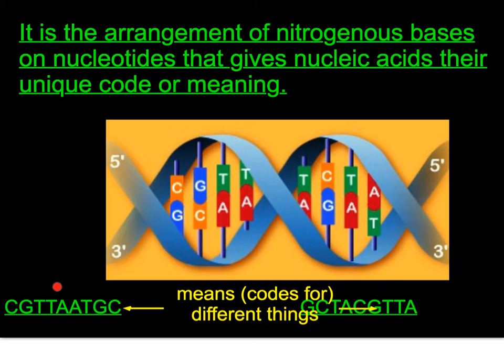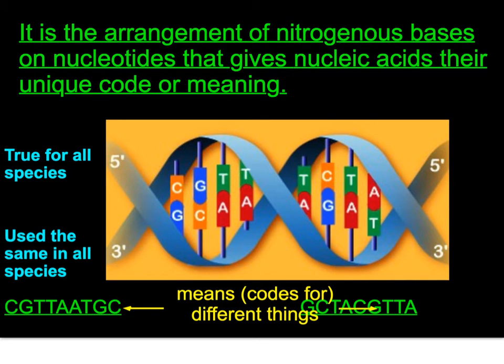I can tell by reading the code what that code is actually coding for. So this is a truly amazing discovery that scientists have been able to make and understand, and the stuff that we've been able to do with that information has been really mind-blowing. So this code is true for all species, and the amazing part is it's used the same in all species. So what can scientists do with that?